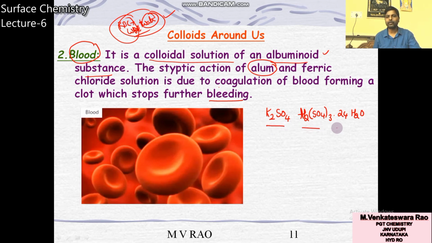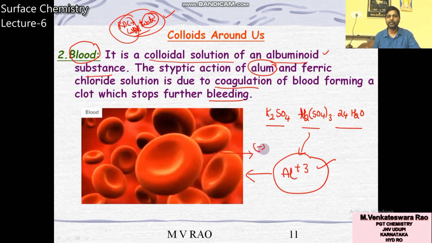K2SO4·Al2(SO4)3·24H2O. From this alum, the Al3+ ion will work to stop bleeding. That means it is useful for coagulation. Blood is coagulated by which ion? Al3+ ion. Blood is which type of sol?